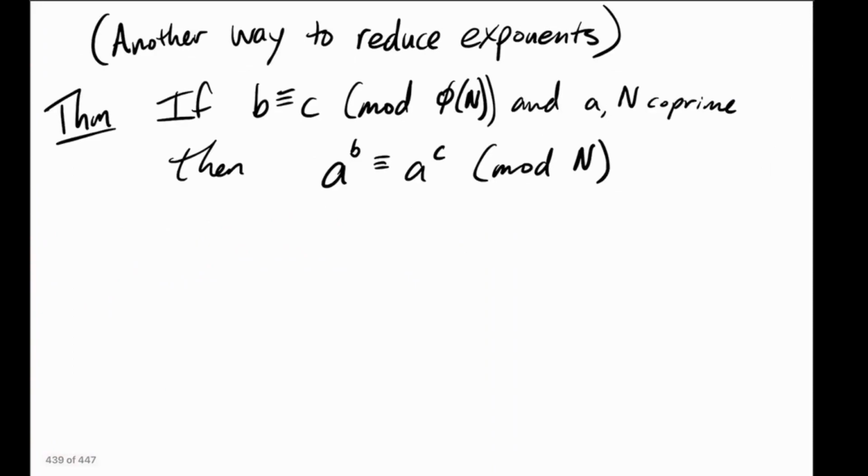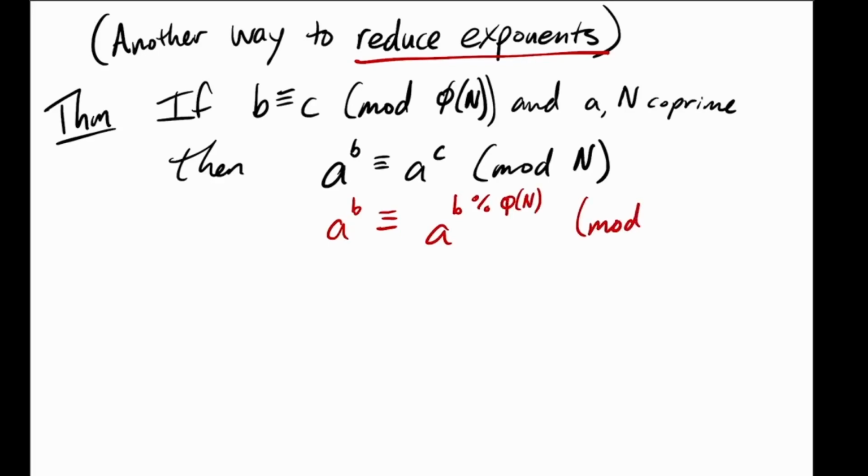Let's see how it helps. This is going to give us another way to reduce exponents. So if b is congruent to c modulo phi of n, and again, a and n have to be coprime, then a to the b is congruent to a to the c mod n. You can think of this equivalently as saying that a to the b will be congruent to a to the (b mod phi of n), mod n. So this is how we, again, reduce exponents in modular arithmetic.